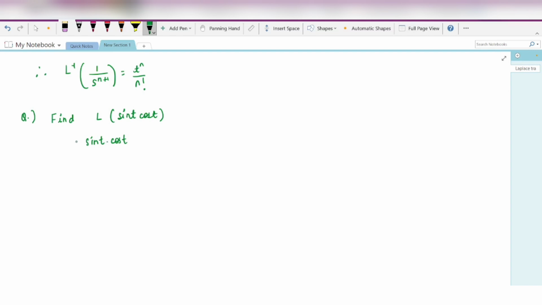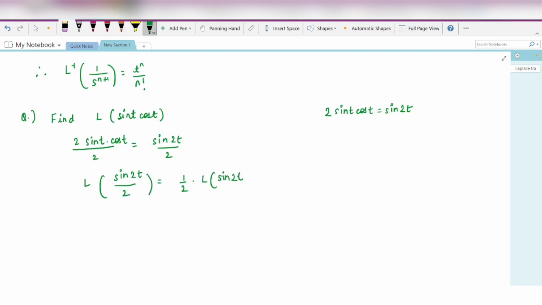So now we can use a trigonometric identity that 2 sin t cos t is equal to sin 2t. And by that, if we multiply and divide by 2, we have this function same as sin 2t by 2. And now we can find the Laplace transformation of sin 2t by 2. So this is obviously 1 by 2 into Laplace transformation of sin 2t. And this is equal to, now Laplace transformation of sin at is a by s square plus a square. So therefore here a is 2, it will be 2 by s square plus 2 square. 2 gets cancelled and therefore we have 1 by s square plus 4. This will be the Laplace transformation.